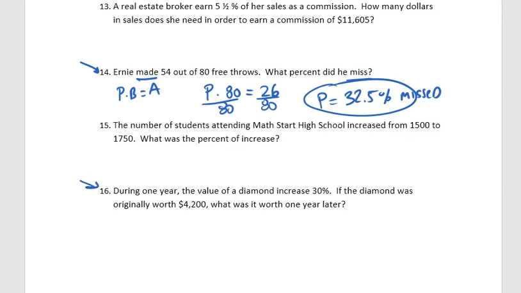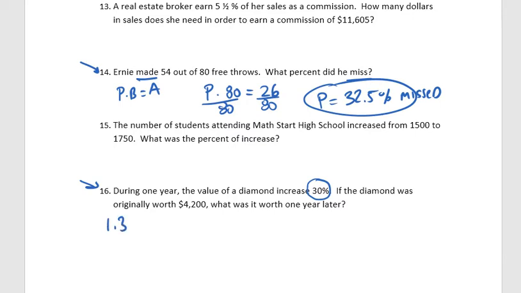During 1 year, the value of a diamond increased 30%. If the diamond was originally $4,200, what is it worth 1 year later? I think this is a great time to use a growth factor here. So if it increases 30%, that means our growth factor is going to be 1.3. Let me show you how I got that.